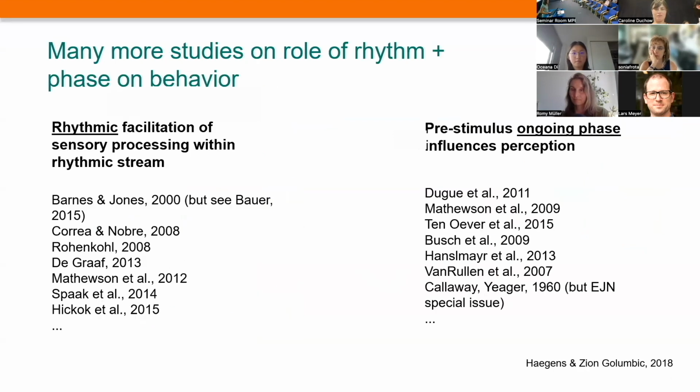Good. Then, well, I could spend the whole lecture only on this topic of phase being important for rhythmic perception, or pre-stimulus phase being important for detection. But if you're interested, here's a whole list of papers that show, on the one hand, rhythmic facilitation of sensory processing when you have a rhythmic stream. And on the other hand, that pre-stimulus ongoing phase influences perception, and most studies are detection. And there's also a very good review by Haegens and Zion Golumbic on this topic. But I want to go further and also talk about this word perspective and go to speech.